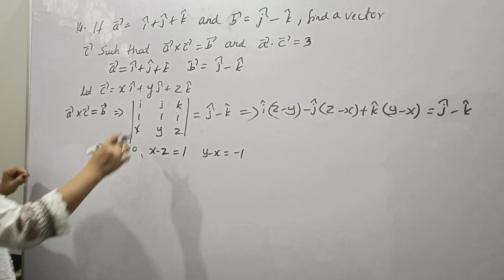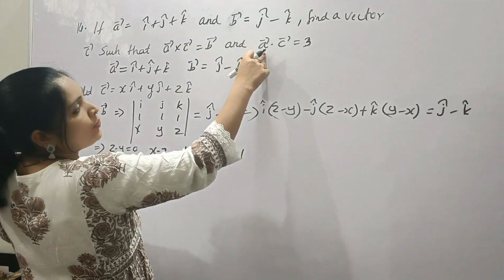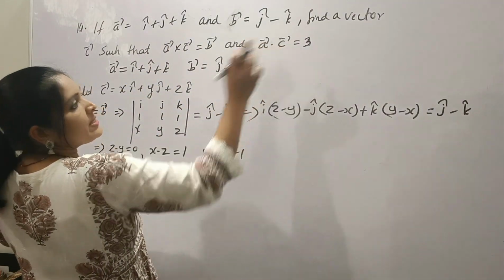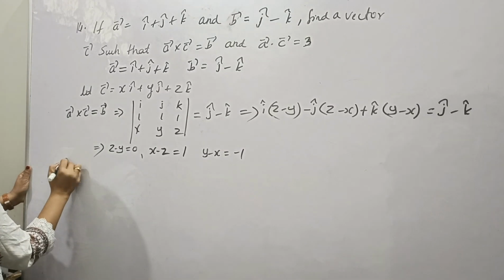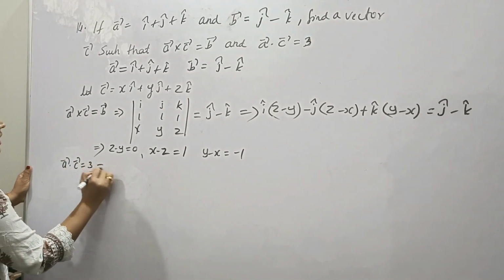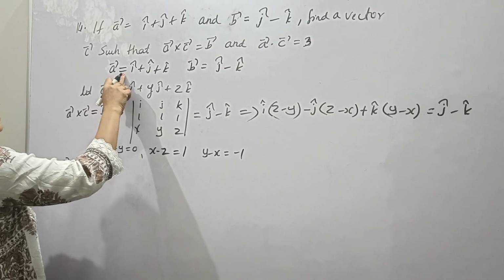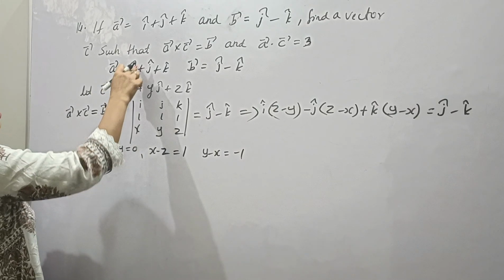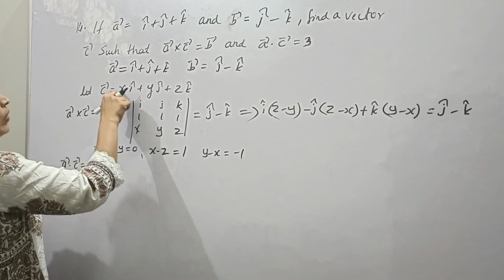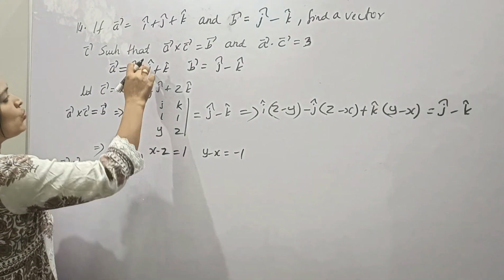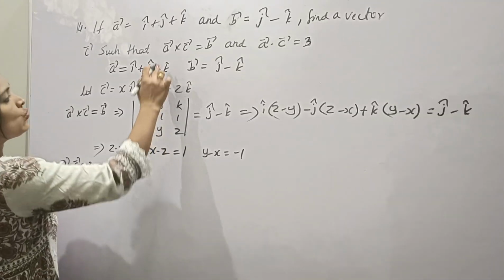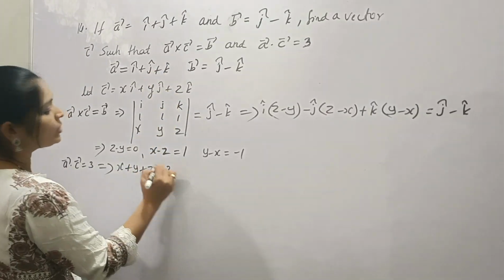One more condition is given: vector A dot vector C is equal to 3. Vector A is this one, vector C is this one, so find the dot product. 1 into x, x, plus 1 into y, y, plus 1 into z, z, is equal to 3.